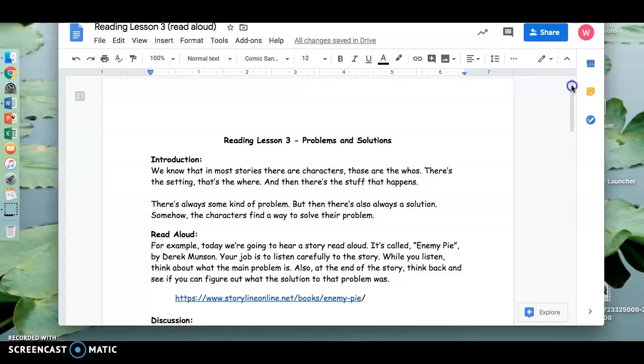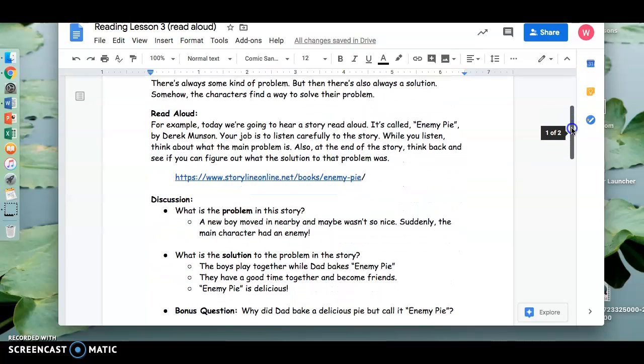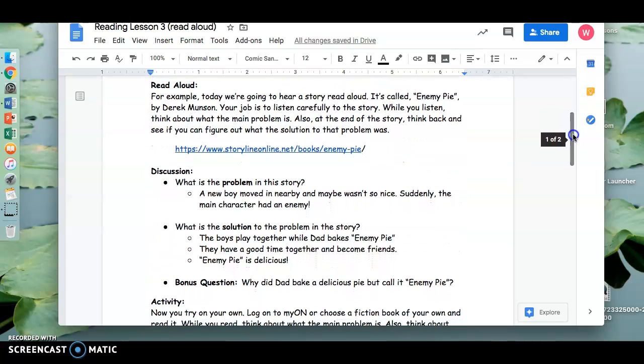For example, today, we're going to hear a story read aloud. It's called Enemy Pie by Derek Munson. Your job is to listen carefully to the story. While you listen, think about what the main problem is. Also, at the end of the story, think back and see if you can figure out what the solution to that problem was.